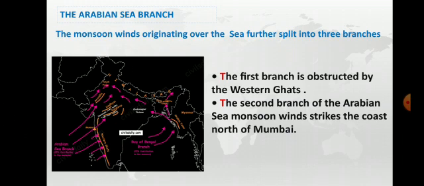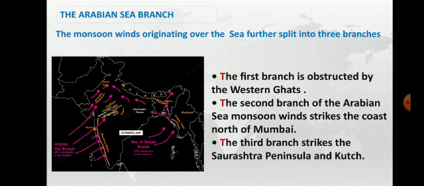The third branch strikes the Saurashtra Peninsula and the Kutch, that is towards the Gujarat region. You can see the arrow is going towards Saurashtra and Kutch here. After that it passes over West Rajasthan and along the Aravalis. The Aravalis are standing there, so these winds will go parallel to the Aravalis. As a result, scanty rainfall will be received by Rajasthan.